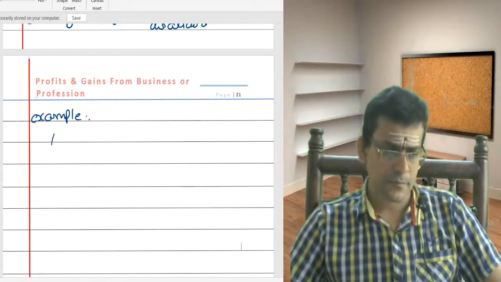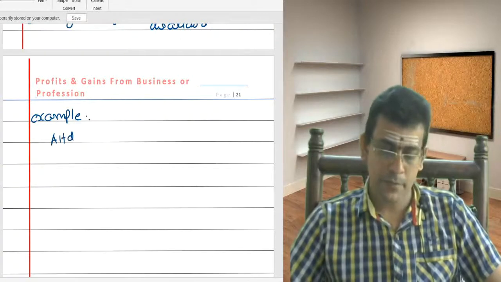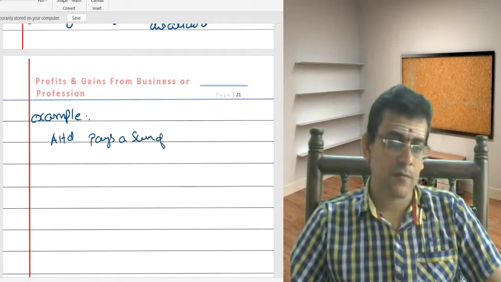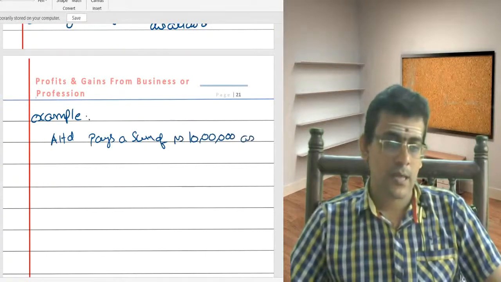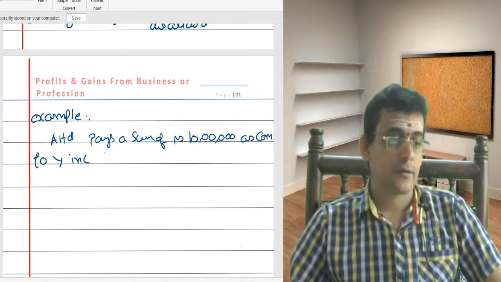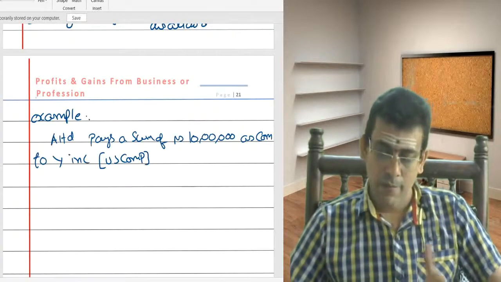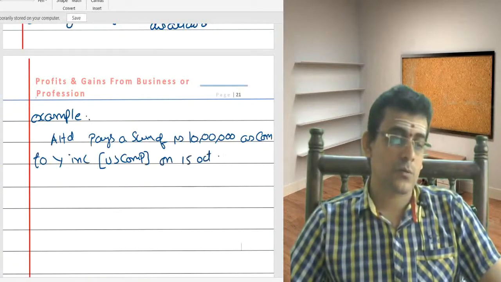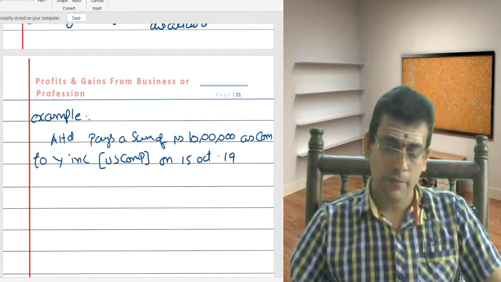Example. Let us consider A Limited pays a sum of rupees 10 lakhs as commission to Y Inc., a US company. So Y Inc. is basically a US company. The payment date is 15th October 2019.